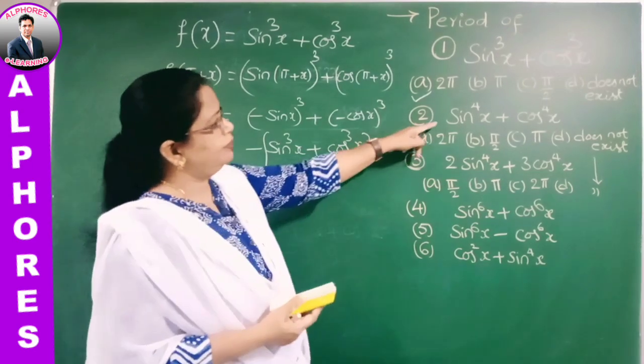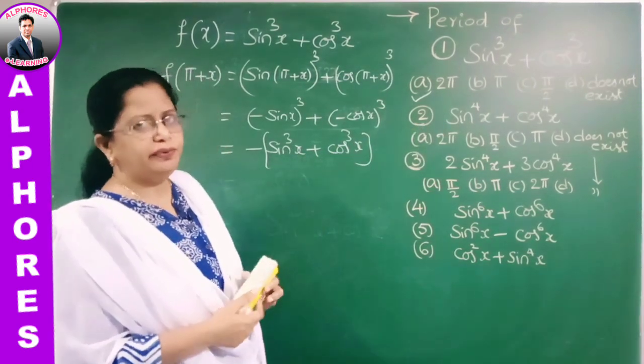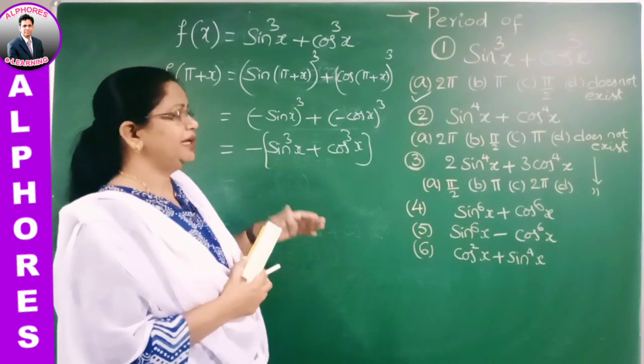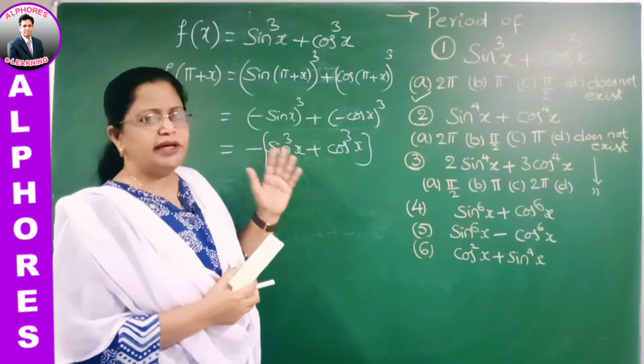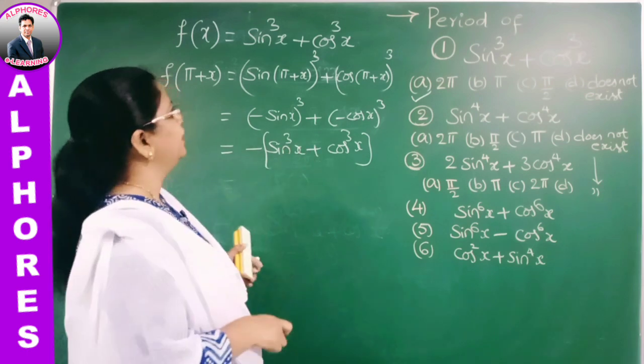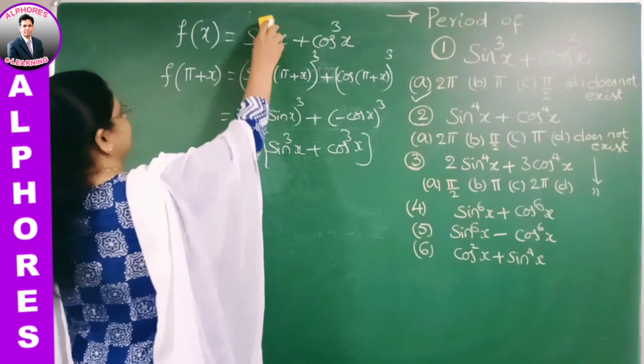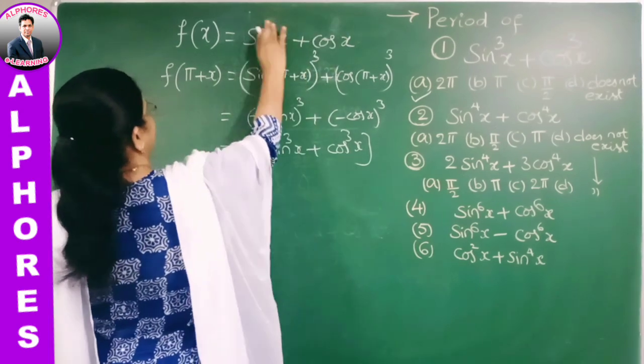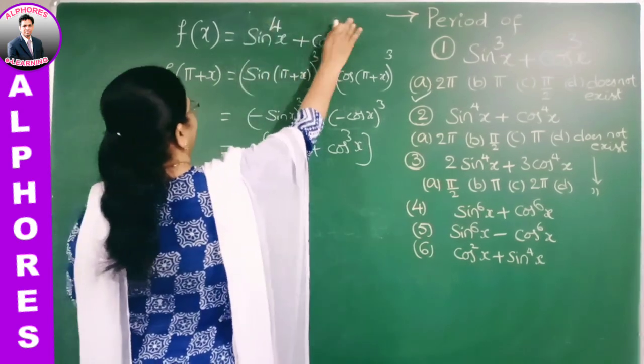Okay students, now let's observe here sine to the power of 4x plus cos to the power of 4x. This problem, of course, we have a formula, but rather than that I want to make use of direct observation. Now what is our function here? Sine to the power of 4x plus cos to the power of 4x. So here you are having 4, right?